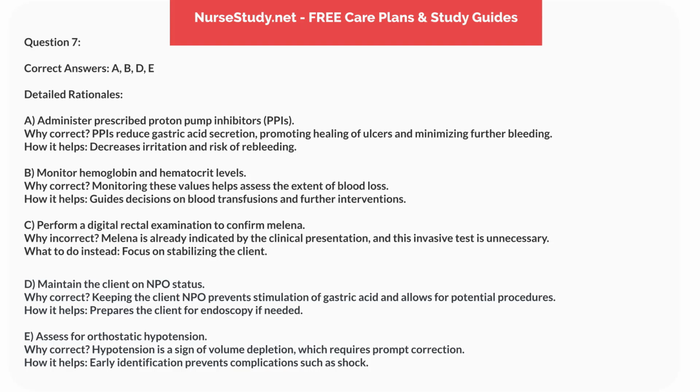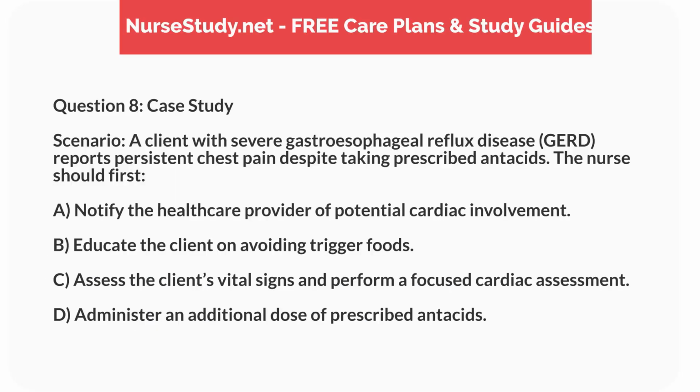E. Assess for orthostatic hypotension. Why correct? Hypotension is a sign of volume depletion, which requires prompt correction. How it helps: early identification prevents complications such as shock. Question 8, Case Study. Scenario: a client with severe gastroesophageal reflux disease, GERD, reports persistent chest pain despite taking prescribed antacids. The nurse should first: A. Notify the healthcare provider of potential cardiac involvement. B. Educate the client on avoiding trigger foods.